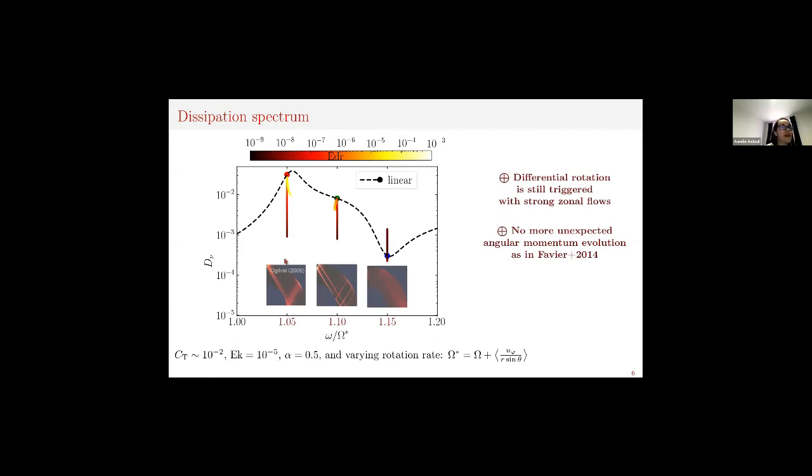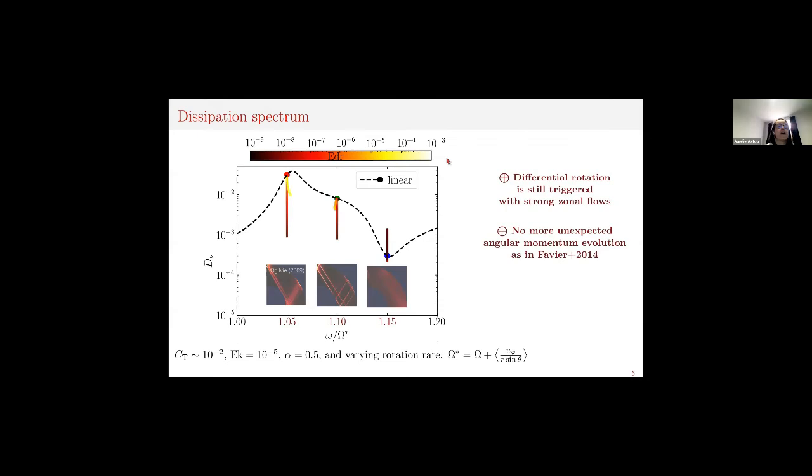So I put also here, but not for the same Ekman number, a snapshot of what the attractors are for these different frequencies. You can see that for 1.15, you don't really have attractors, shear layers that are excited inside the shell. And that's why the dissipation is not so important, and then the shear flow is not going to be really important. The nice thing in our model is that we don't see any more unexpected angular momentum evolution. In fact, the total angular momentum is conserved in our system.